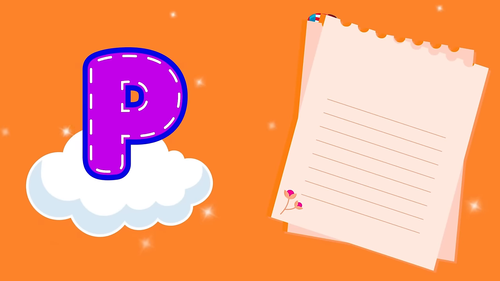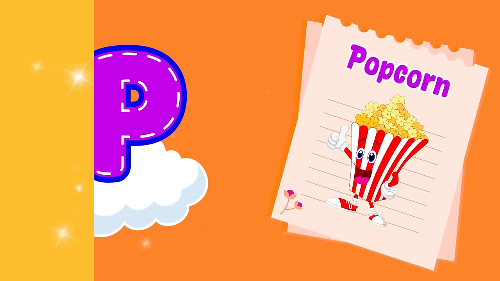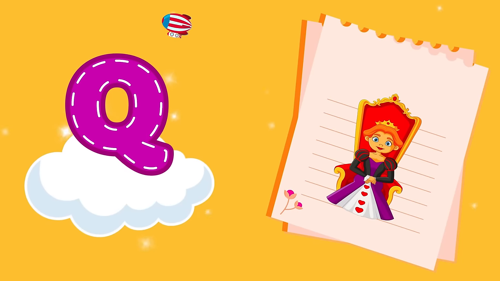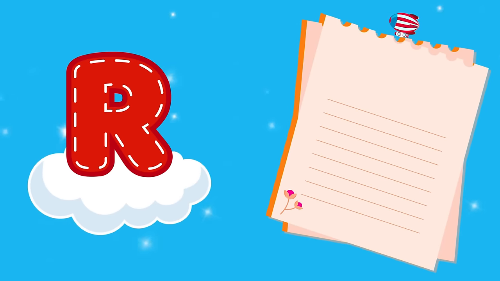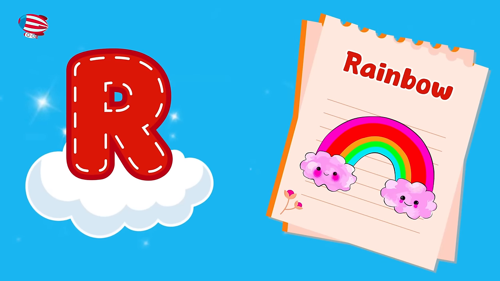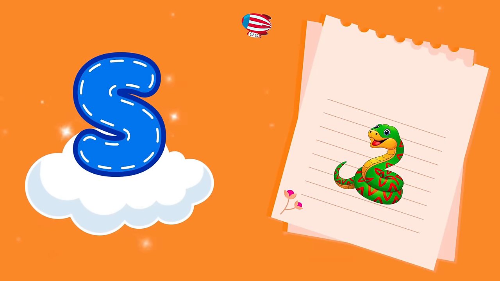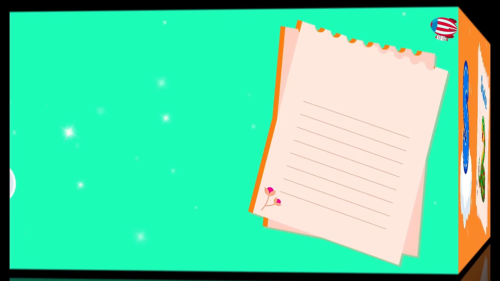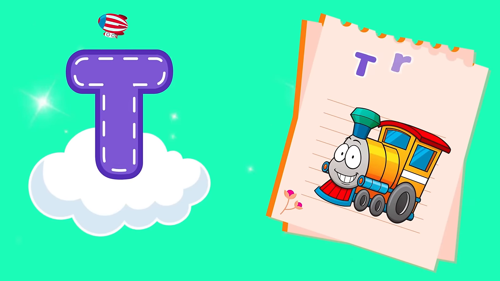P. Popcorn. P is for popcorn. Q. Queen. Q is for queen. R. Rainbow. R is for rainbow. S. Snake. S is for snake. T. Train. T is for train.